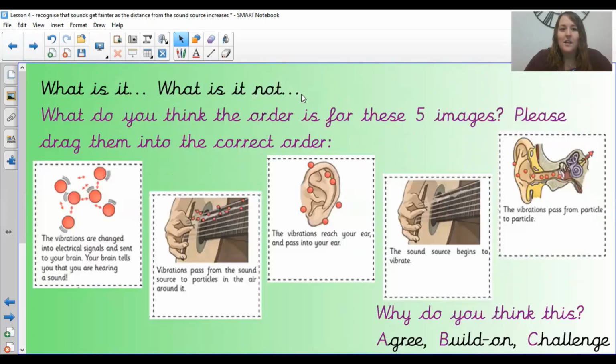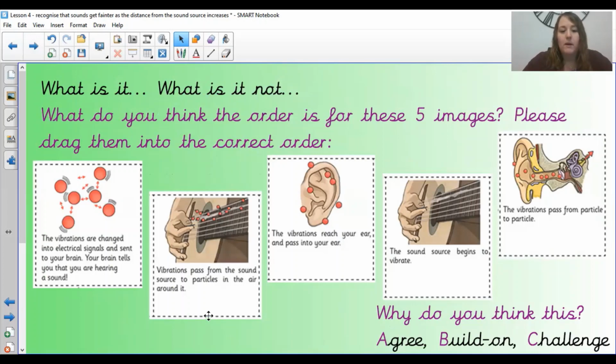Okay, so what is it and what is it not to start us with today? What do you think the order is for these 5 images? Can we drag them into the correct order? So there's 5 pictures below of some images at the top and then some writing below. The one on the far left here says the vibrations are changed into electrical signals and sent to your brain. Your brain tells you that you're hearing a sound.